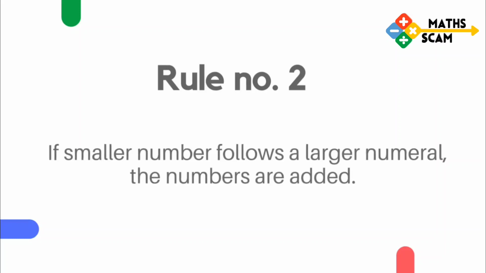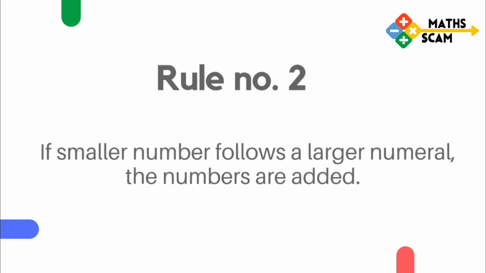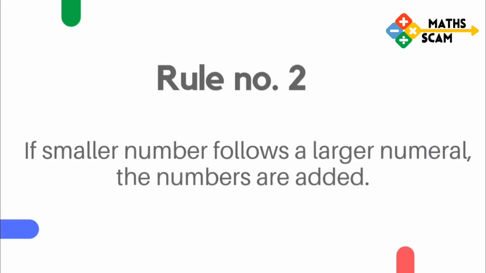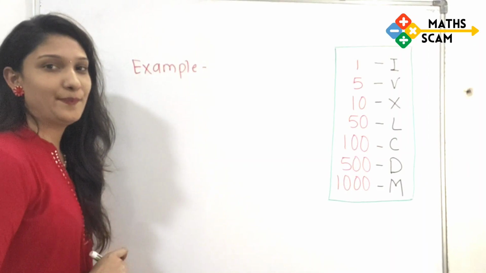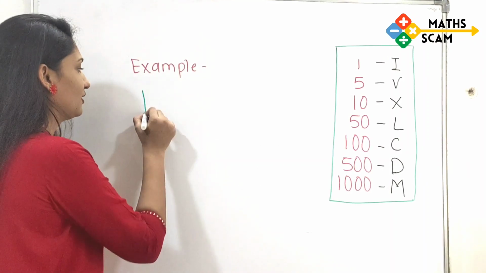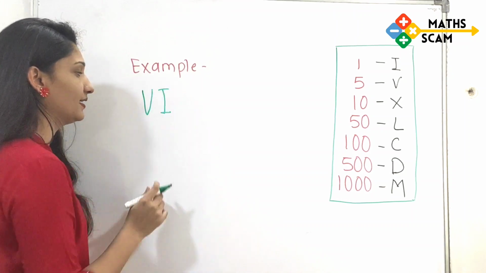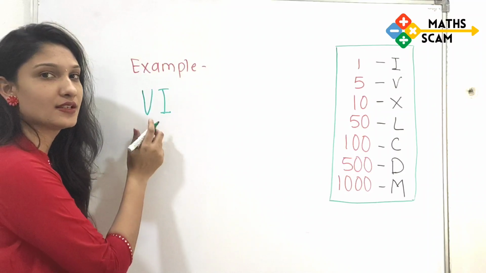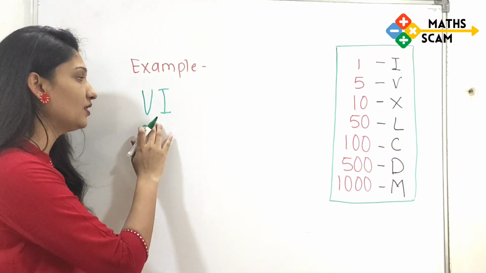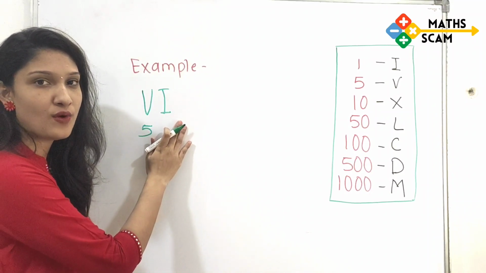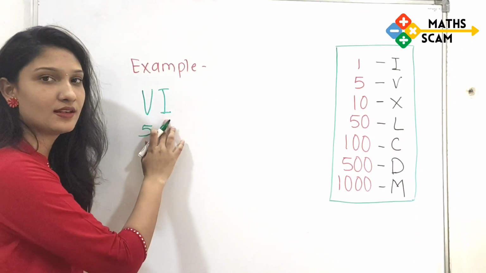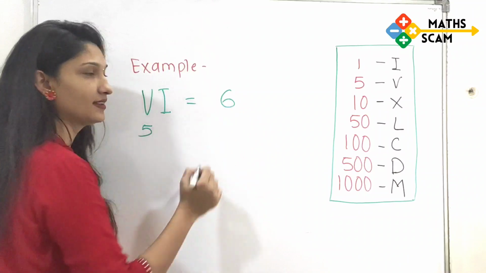Rule number 2. If a smaller numeral follows a larger numeral, the numbers are added. For example, VI. Which number is bigger? V, because V is 5. So I follows 5, so it will be added to the 5. So 5 plus 1, 6.